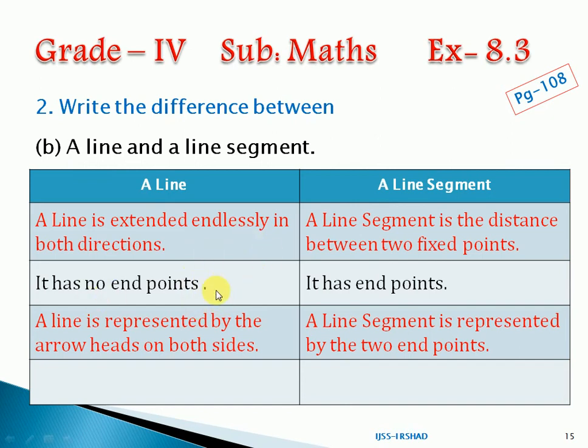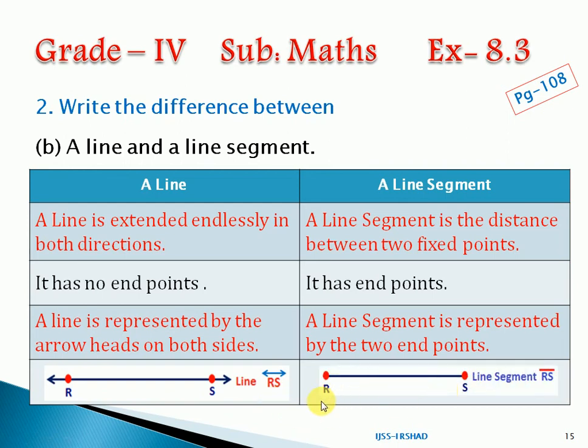A line has no end points, a line segment has end points, both sides having end points. A line is represented by arrowheads on both sides. A line segment is represented by two end points on both sides. The figure for a line is like this, as I showed on the previous slide, and for a line segment like this. Both ends will have a stop mark, the end points. On a line segment we just draw a line, but on a line we draw a line with arrowheads.